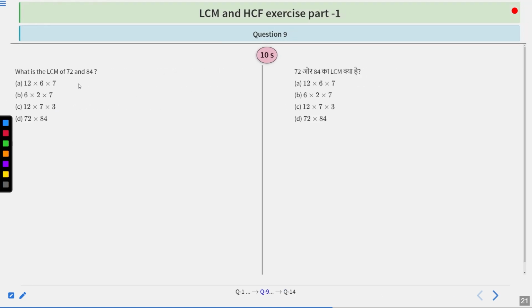Find the LCM of 72 and 84. And options are 12 into 6 into 7, 6 into 2 into 7, 12 into 7 into 3, or 72 into 84. These are the options.